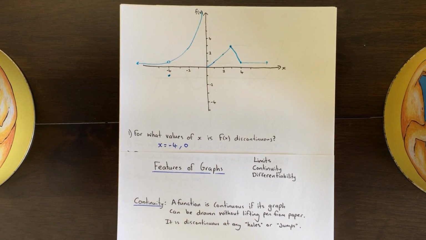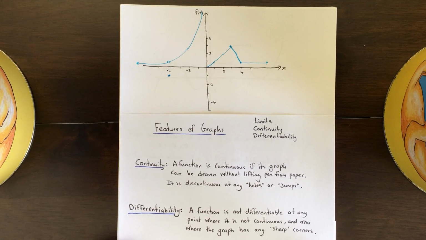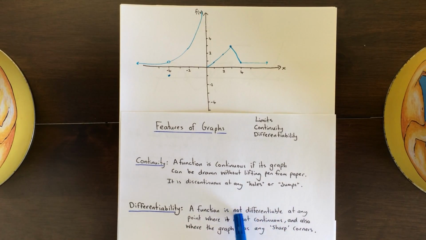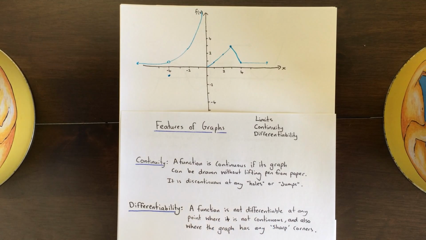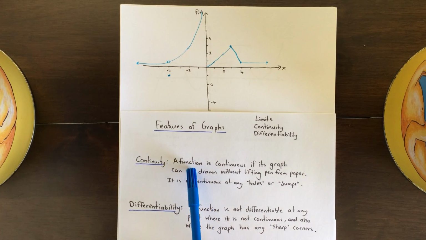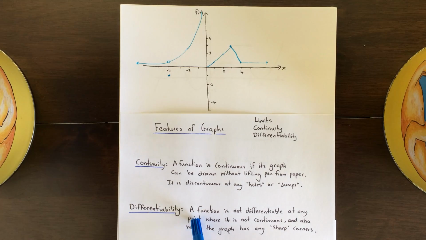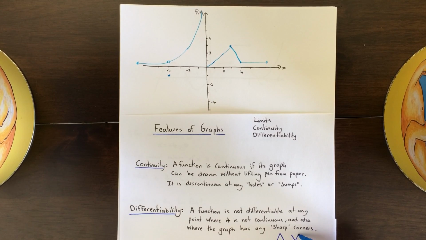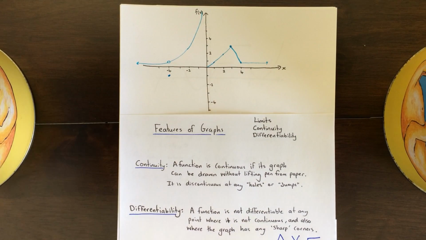Pretty straightforward. Good. Differentiability. So this is to do with, can I find a gradient at all the points on this graph? And there are certain points where we cannot find the gradient. So a function is not differentiable, we cannot find its gradient, at any point where it is not continuous. So any of my points that I said it wasn't continuous, it is also not differentiable. It's also not differentiable where the graph has any sharp corners. So if you see anything like this, then it is not differentiable. Even if it kind of looks like this, not differentiable. If you see a corner, proper corner, it is not differentiable.